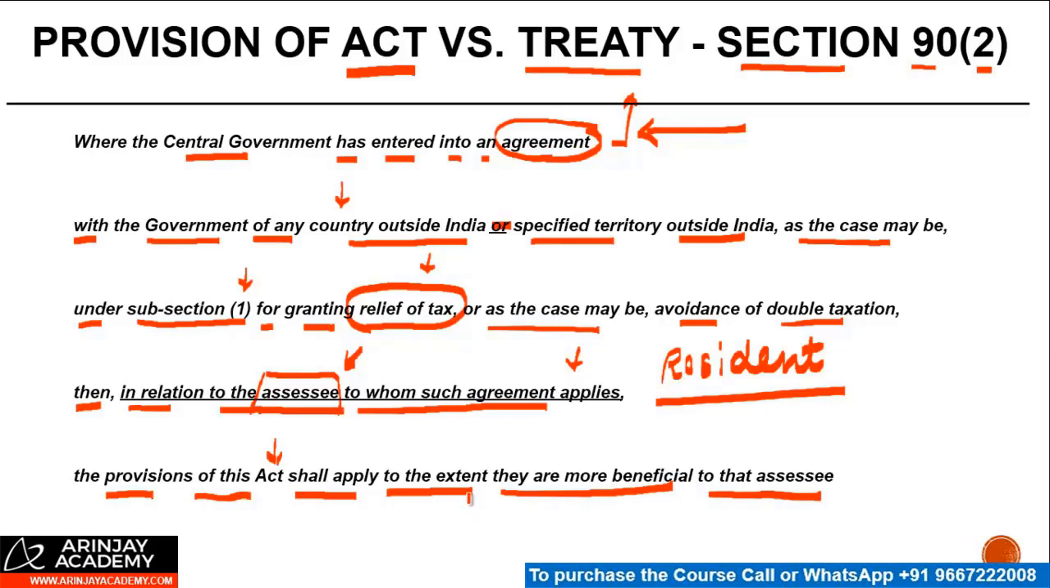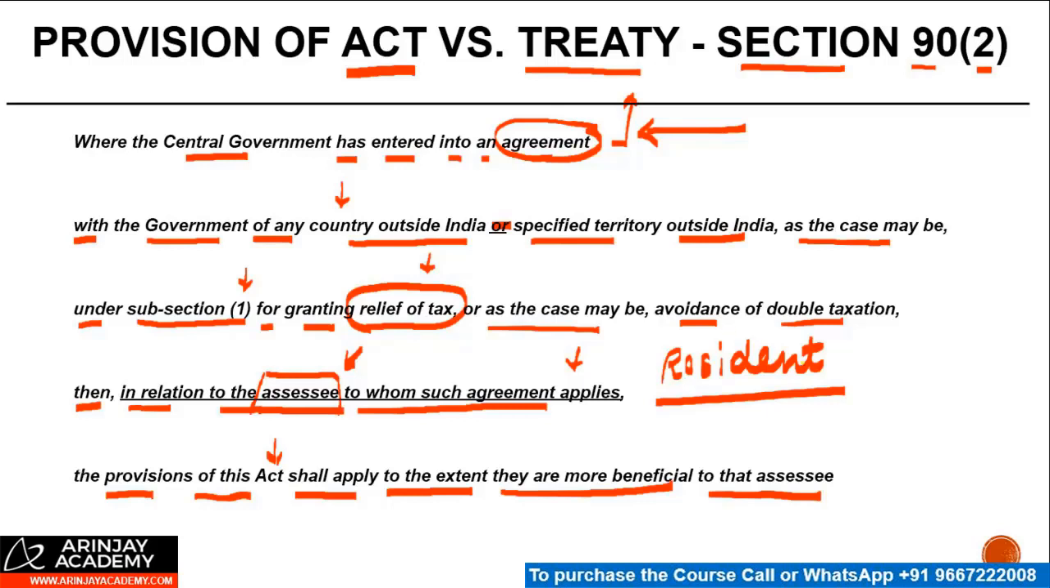What this means is that if the provisions of the Act are not beneficial to the assessee, but the provisions of the treaty are more beneficial, right? Then the provisions of the treaty will apply. But if the provisions of the Act are more beneficial, then it is the provisions of the Act which shall apply.